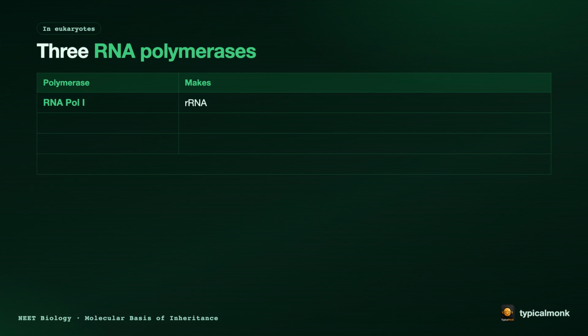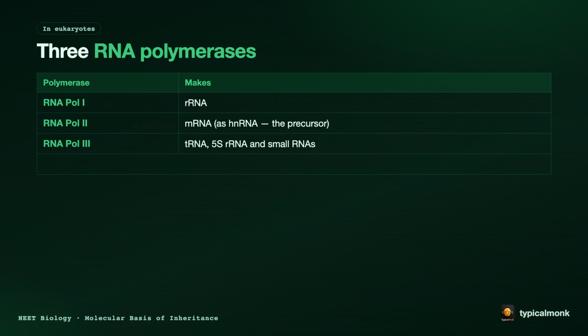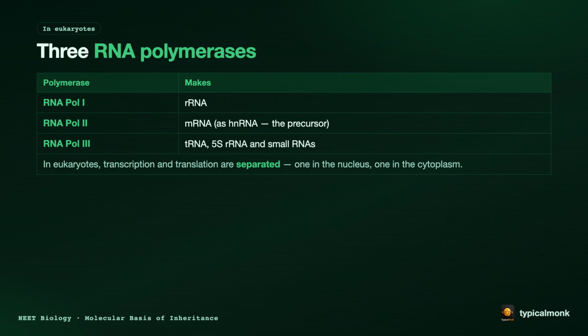Now, in eukaryotes, there are 3 RNA polymerases. Look at this table. RNA polymerase 1 makes rRNA, RNA polymerase 2 makes mRNA, which first forms as hnRNA. RNA polymerase 3 makes tRNA, 5S rRNA, and small nuclear RNAs. In eukaryotes, transcription and translation are separate, one in the nucleus, one in the cytoplasm.